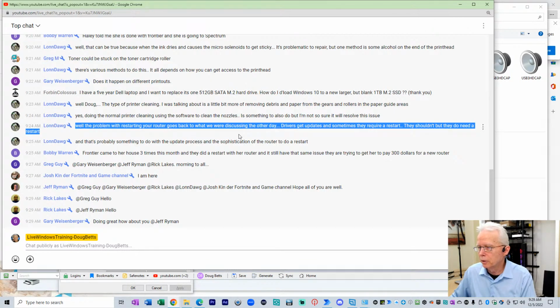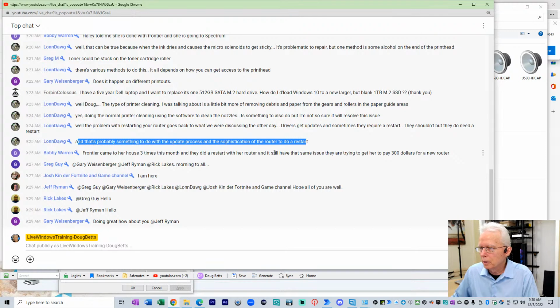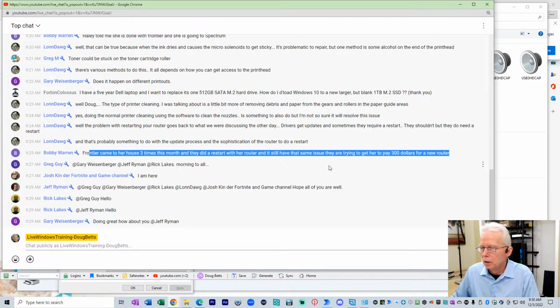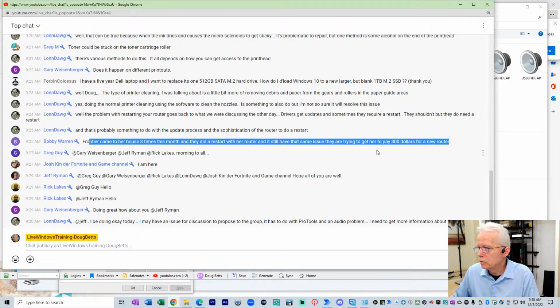The problem with restarting your router goes back to what we were discussing the other day. Drivers get updates, and sometimes they may require a restart. They shouldn't, but they do need a restart. I thought most of these current vintage routers will restart themselves when they need to, but yes, that's certainly a possibility. And that's something to do with the update process. Sophistication of the router to do a restart. Frontier came to her house 3 times this month. They did a restart with her router, and it still has the same issue. They are trying to get her to pay $300 for a new router. Yeah, I don't like that. They're saying their router isn't going to work.